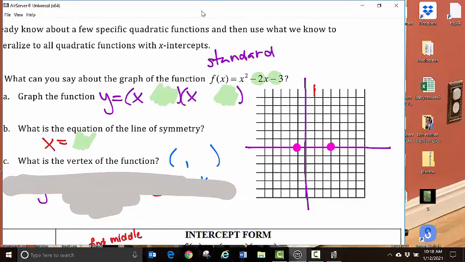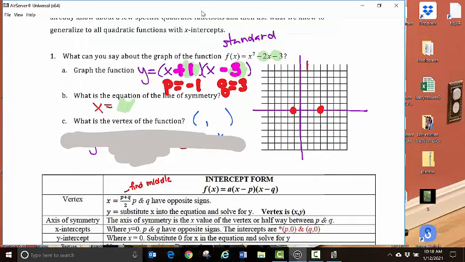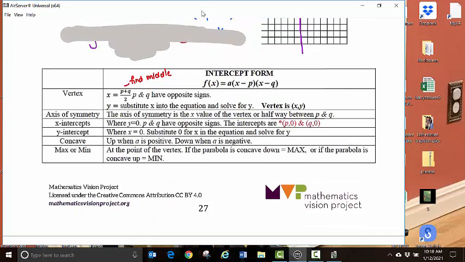If you looked at it, what multiplies to make -3 and adds to make -2? That's +1 and -3, which means our P equals -1 and our Q equals 3. So it's going to cross at -1 and 3. Why I'm talking about P and Q is here's a summary of everything we learned last unit.